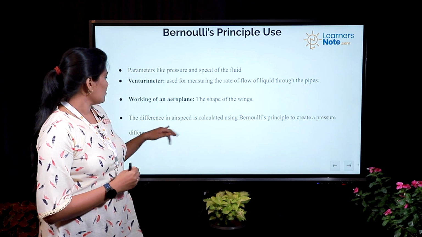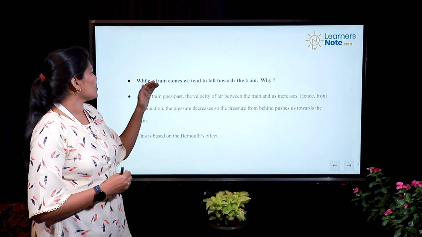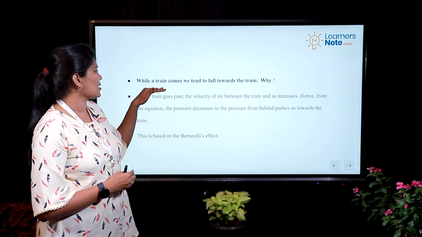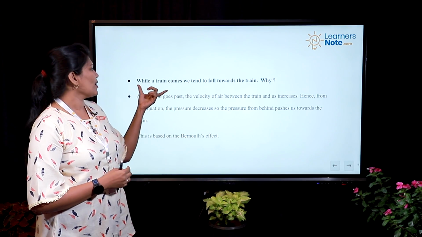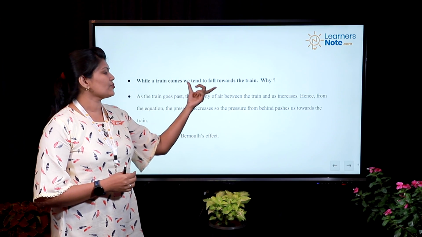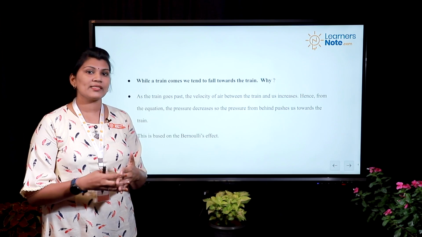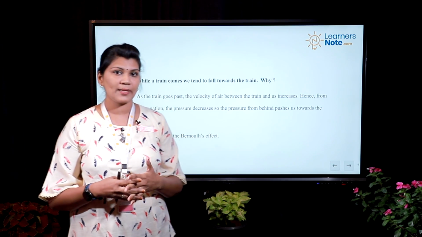Then we can use Bernoulli's theorem for finding the answer to this question. That is, while a train comes, we tend to fall towards the train. Why is this happening? This can be explained with the help of Bernoulli's theorem.